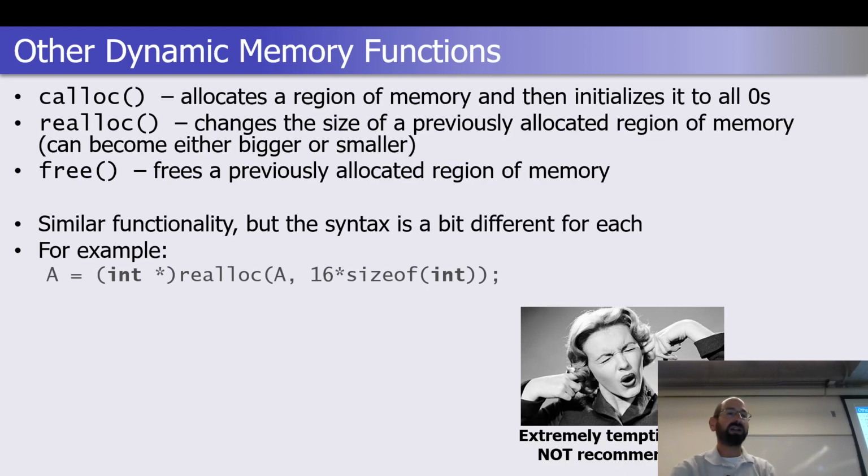Then there's the calloc function that does something very similar, but if you know upfront that the region of memory you'd like to allocate, you'd like it to be all initialized to zeros, you may want to call that function instead. There's just a slight trade-off in performance of just allocating a block of memory versus allocating a block of memory and initializing it all to zeros.